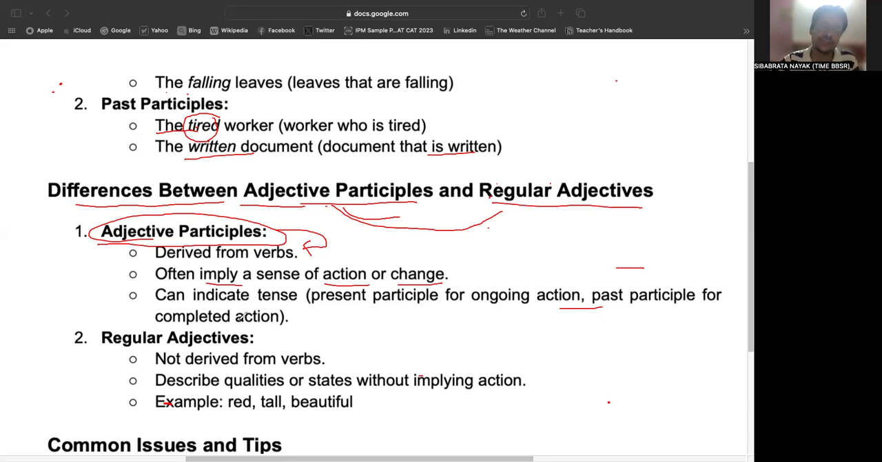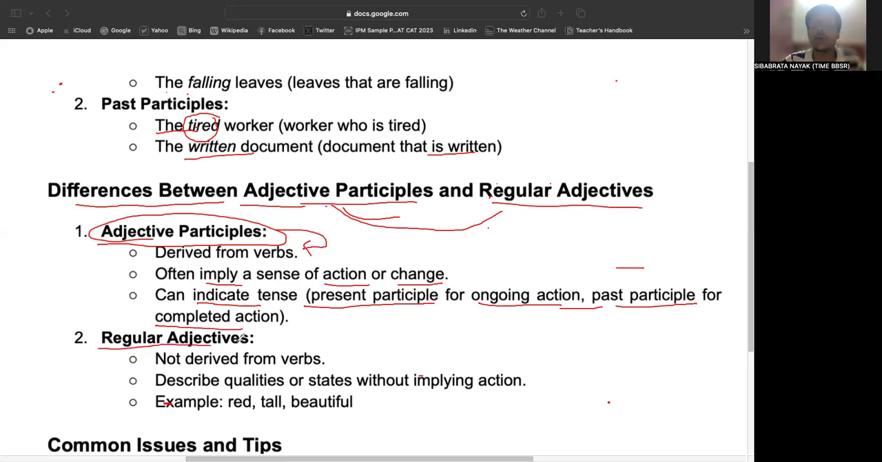So adjective participles can even indicate tense. What kind of tense? Present participle for ongoing action, past participle for completed action. Like I pointed out, when you say the written document, the tired worker, they are past participles, and they indicate the action that is completed.